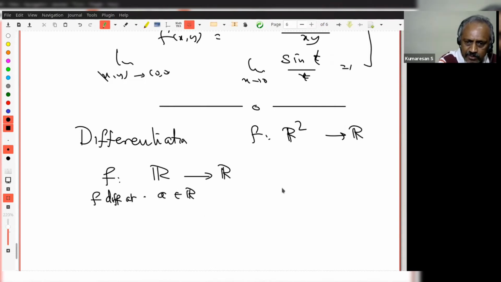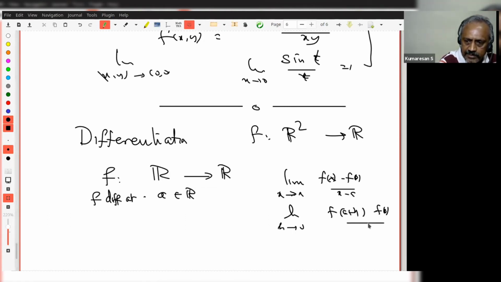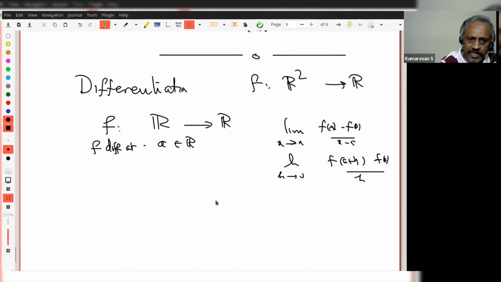Then what did I do? Our high school definition was the limit as x tends to a of f(x) minus f(a) by x minus a, or the limit as h tends to 0 of f(a plus h) minus f(a) by h. But we understood the definition of a limit, then we tried to reformulate.